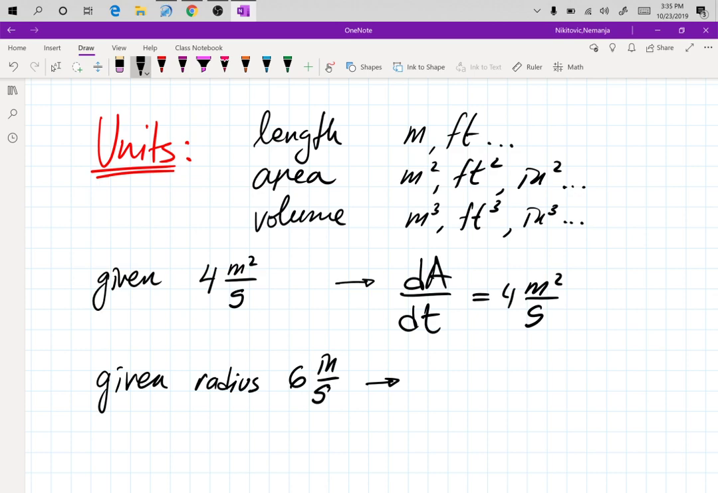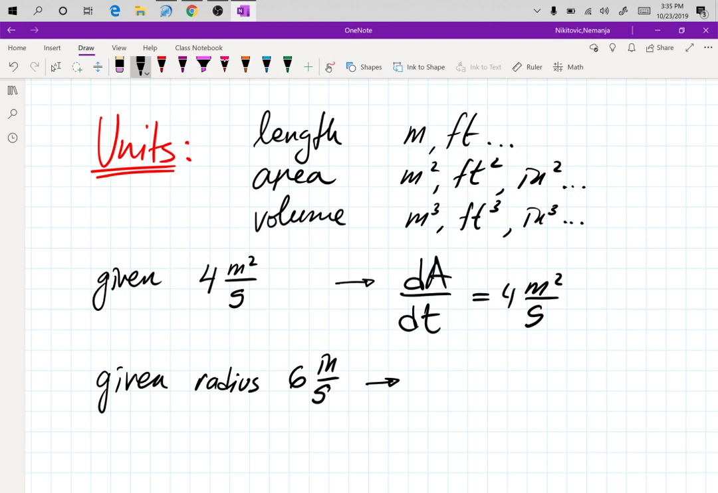So the first sentence says radius increases at the rate of 30 meters per second, so dr/dt is 30. And now they ask, how fast is something changing? It's always going to be d/dt. How fast is the volume changing? dV/dt. How fast is the area changing? dA/dt. How fast is the radius changing? dr/dt. How fast is the height changing? dh/dt. It's always the word "fast" that we use to describe the rate.